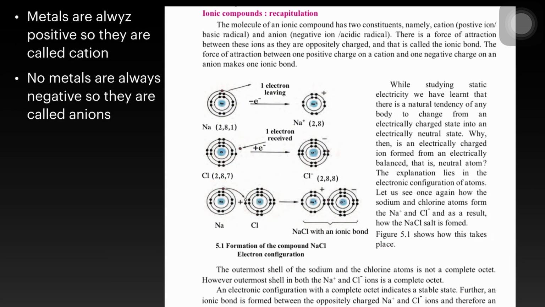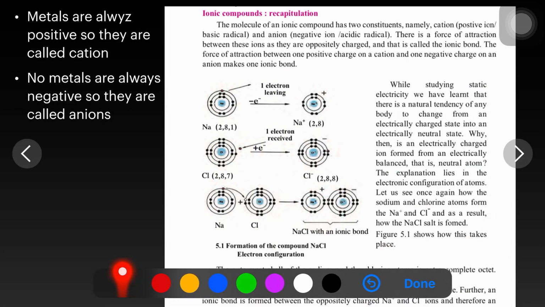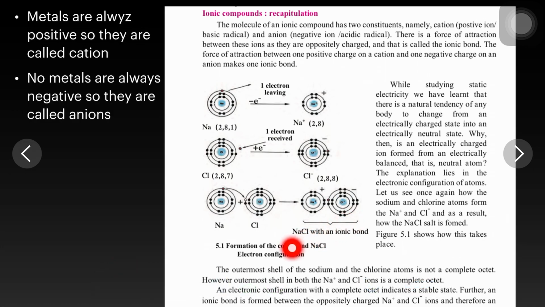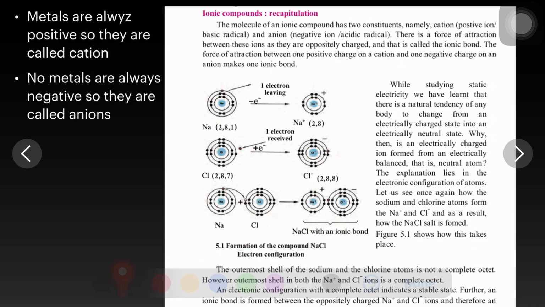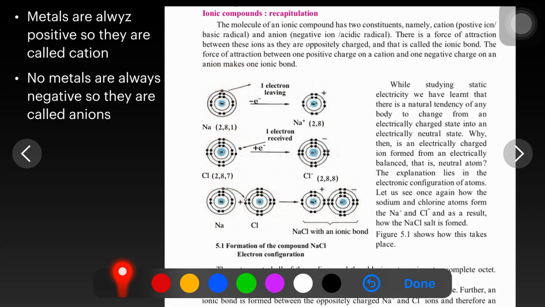So students, more in detail, this is present on page number 59. See, in an ionic compound, there is a formation of a compound between sodium and chlorine, which forms sodium chloride. As you can see in image 5.1, sodium has electronic configuration 2, 8, 1. That means one extra electron is there. There is a bond formation between sodium and chlorine. As you can see, chlorine has 2, 8, 7. Chlorine is a non-metal and it wants one electron to complete its octet, or you can say shell.